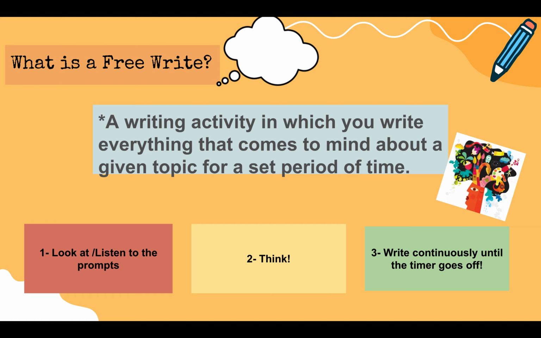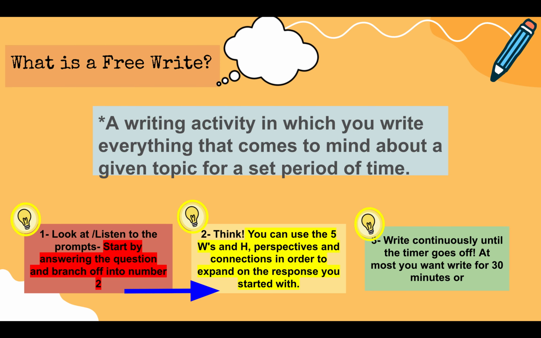In order to create a free write effectively, you'll have to look at and listen to the prompts. Then you'll have to think, and that sounds very simple, and we'll be able to see that modeled in a second. And finally, you'll be writing continuously until the timer goes off. When we look at or listen to the prompts, you want to start by answering the question that you are given, and then branch off into step 2, which is think.